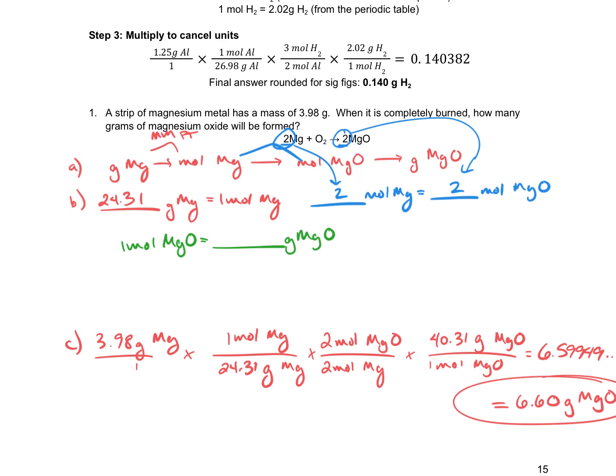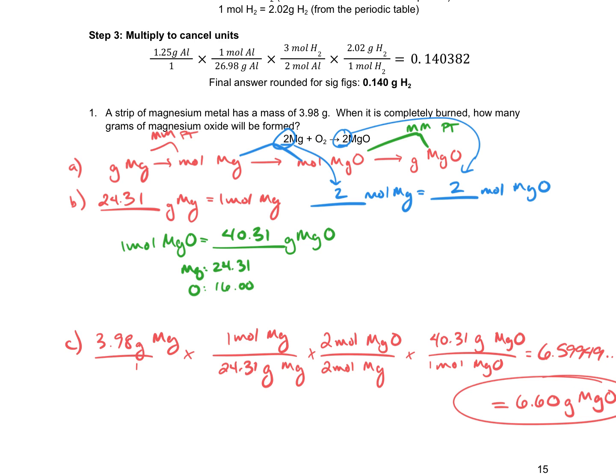And then the last step of the conversion takes you from moles of magnesium oxide to grams of magnesium oxide. So you need the molar mass from the periodic table. If you look it up, we already said magnesium is 24.31, and oxygen is 16. If you add them together, the total mass of magnesium and oxygen is 40.31 grams of magnesium oxide.